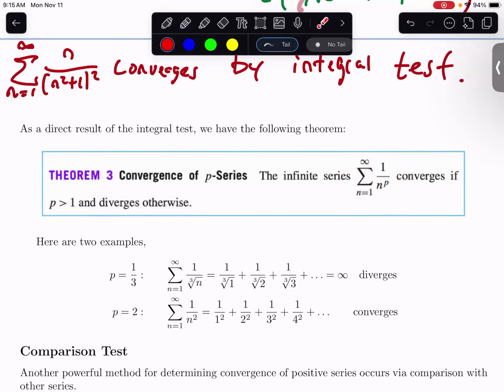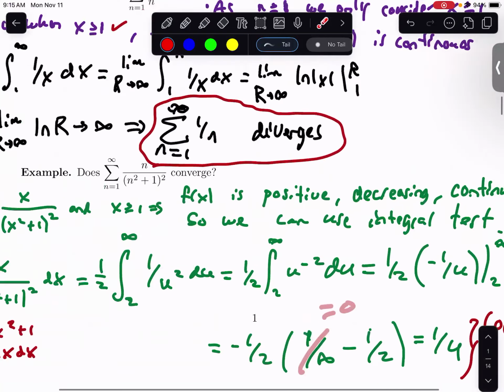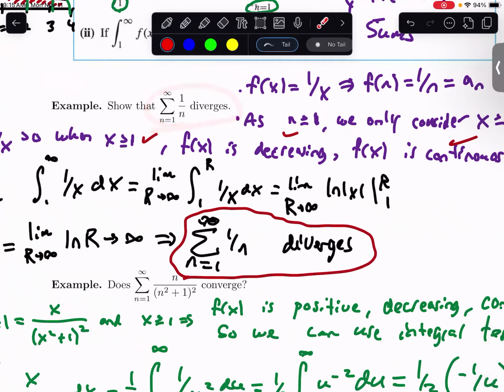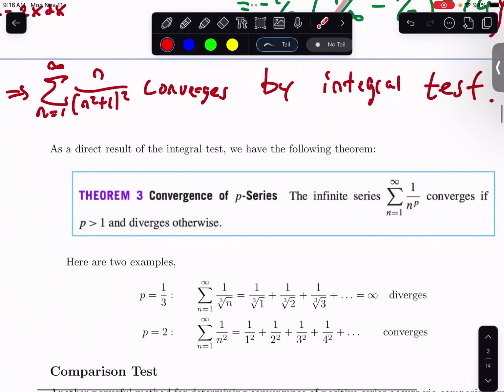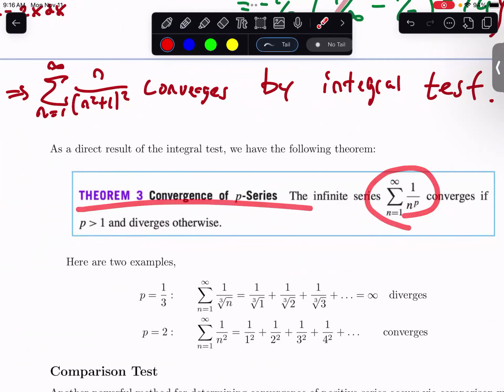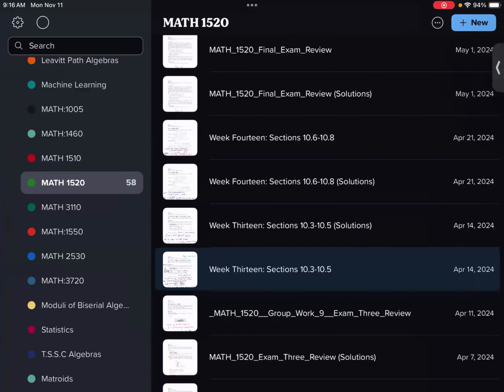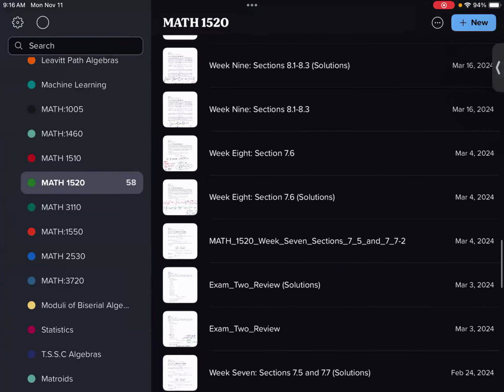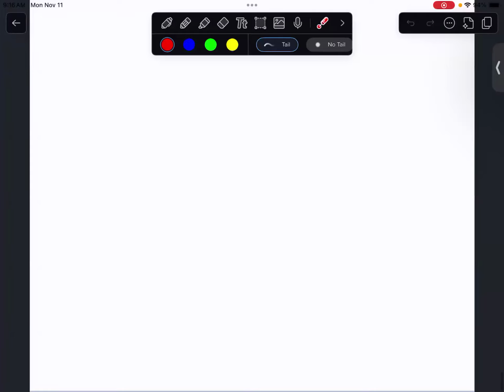So you can always just refer to this theorem, right? You don't have to do the integral test to prove that this diverges anymore. You can just say, by this theorem, we know that this is going to converge or diverge, depending on what your p is. And this should actually be familiar. This theorem 3 is just rewriting what we already did in section 7.7.